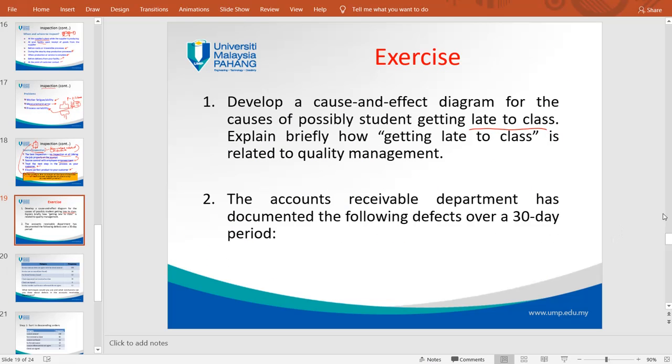Okay, so number one, develop cause and effect diagram for the causes of possible student late to class. So you can try to construct this one. The problem is student getting late to the class. Then the causes, we begin with 4M: method, material, manpower, and machinery.